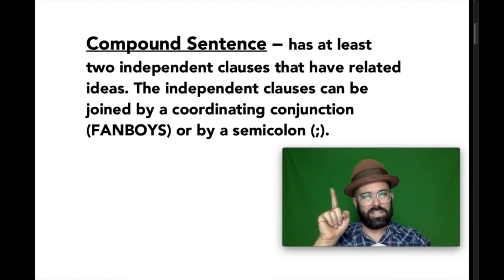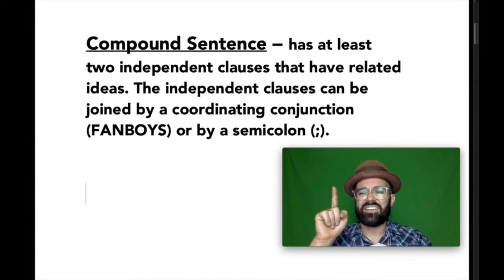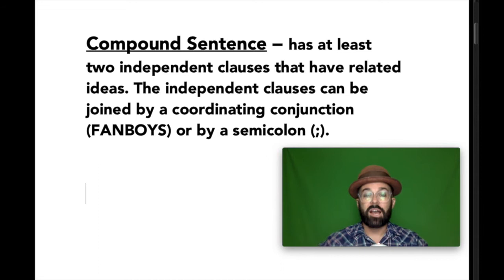This one's a little bit longer, but the idea, I think, is still pretty simple. A compound sentence has at least two independent clauses. So it's two independent clauses smooshed together into the same sentence. These two independent clauses have related ideas, which is why they're in the sentence together. Independent clauses can be joined by coordinating conjunctions, often easily remembered by the acronym FANBOYS. We'll see a list of those in a little bit.